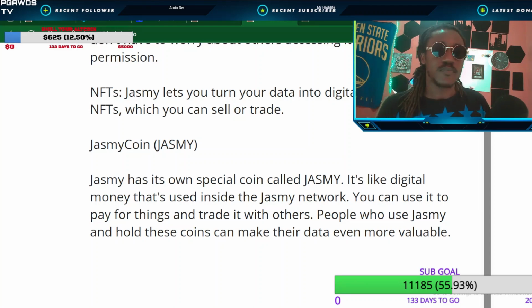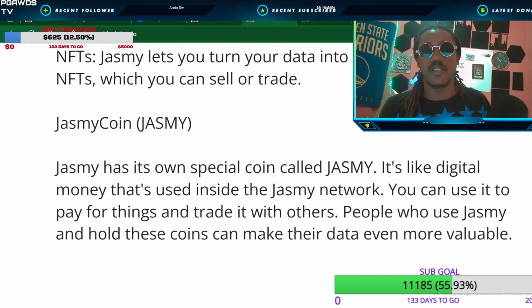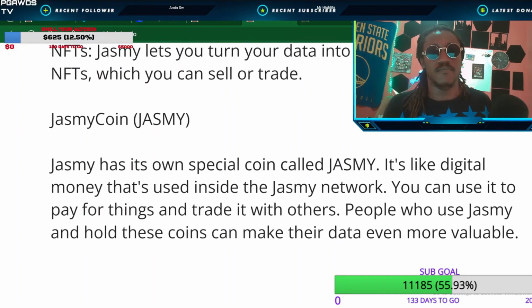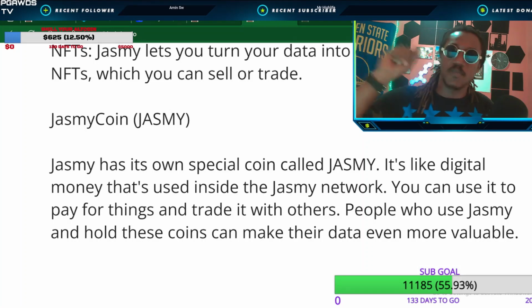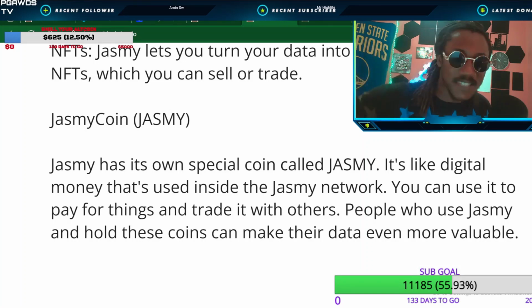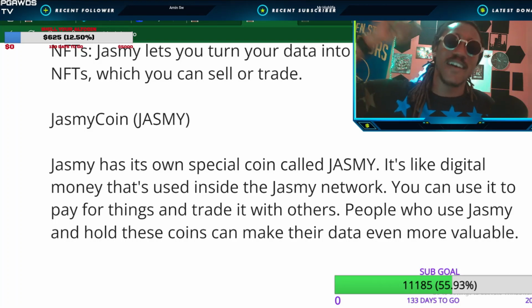So again, Jasmy and its ability and its utility, as you can see right here. This is how the Jasmy coin is being utilized within the Jasmy ecosystem. It's kind of like a vending machine, right? In order for you to interact with the vending machine, you got to put a quarter in it. You got to put your Jasmy into the ecosystem to be able to monetize or lock your data.